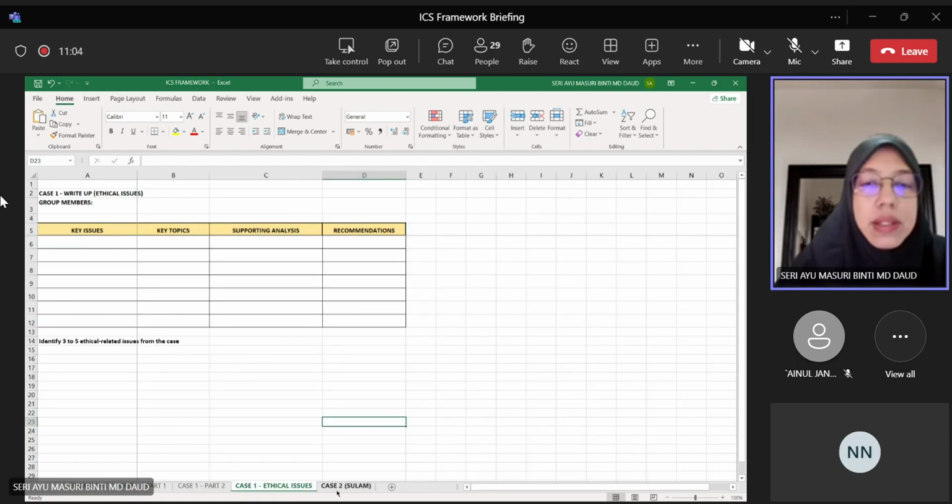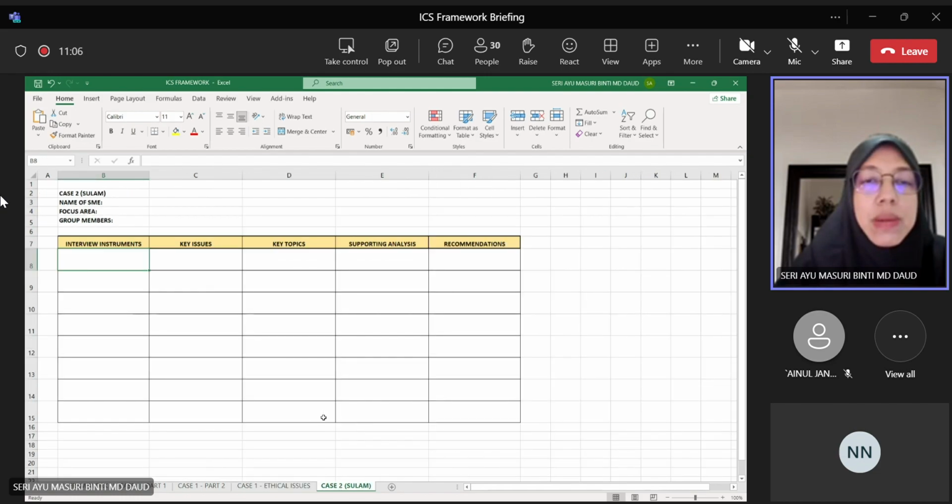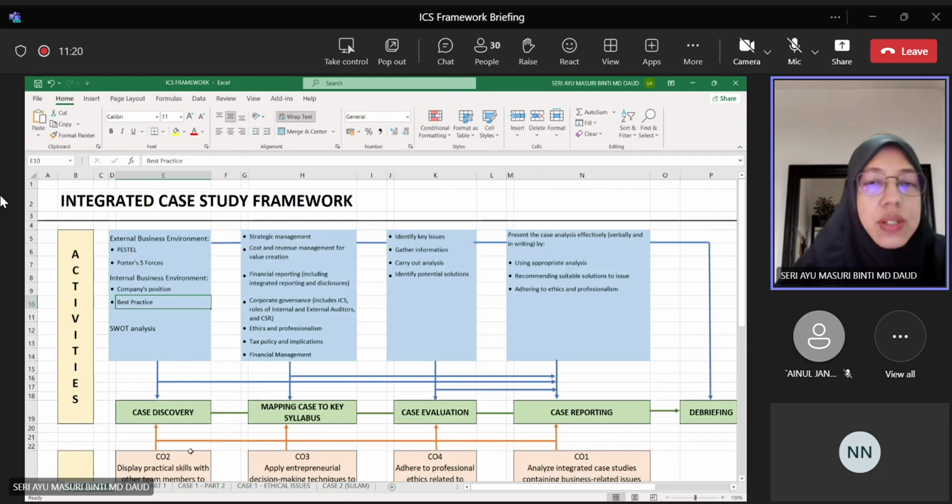And then for your written assignment later, and then for your sulam as well. So sulam will be slightly different because you will have to develop your interview questions. That's why you have interview instruments here. I will talk more about sulam later during the sulam briefing session. So now let's focus on the framework.